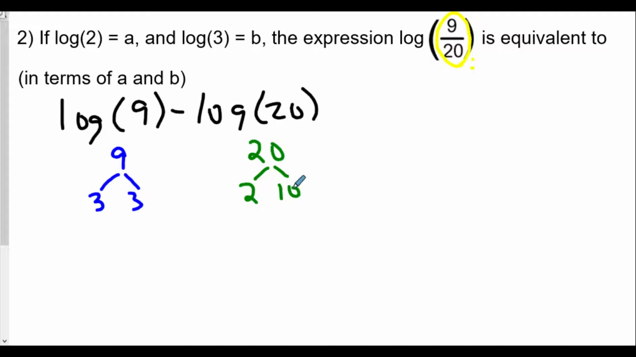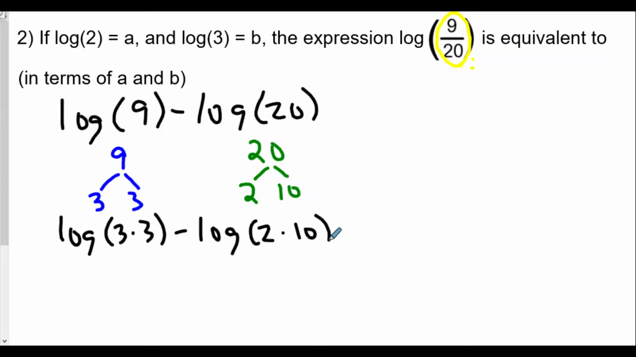So this now becomes the log of 3 times 3 minus the log of 2 times 10. Again, you're probably wondering, what's so special about 10? Well, these logs don't have a base to them, so they're the common log, or in this case, log base 10. You'll see what we do next.